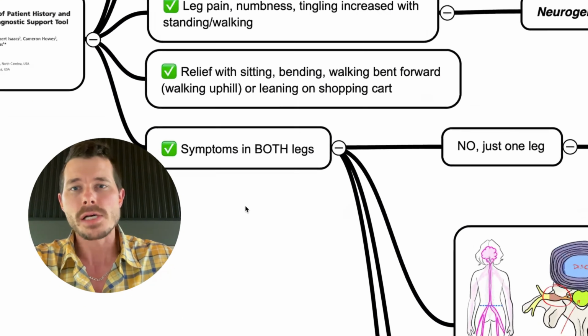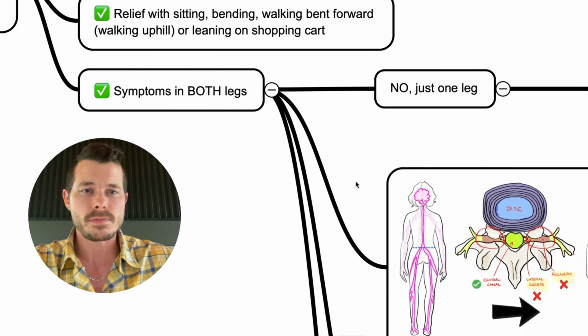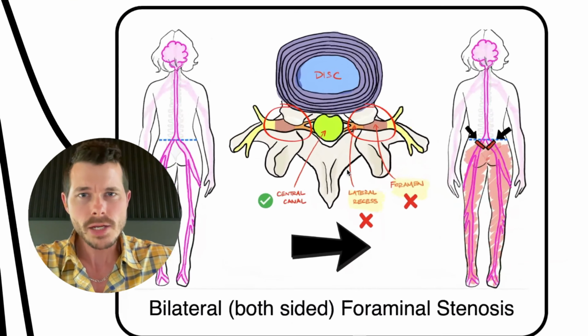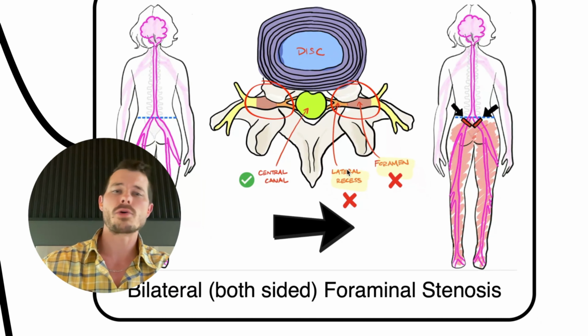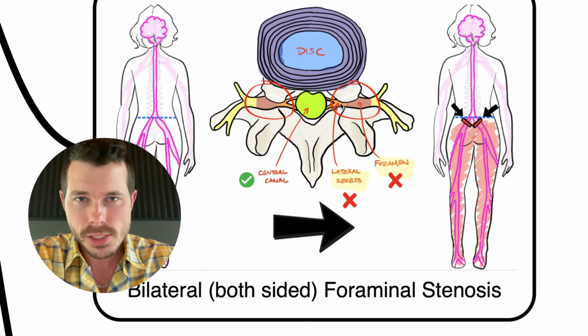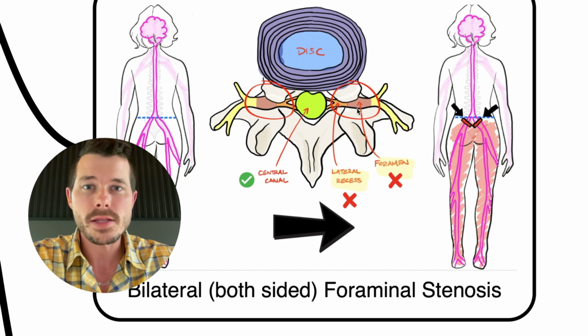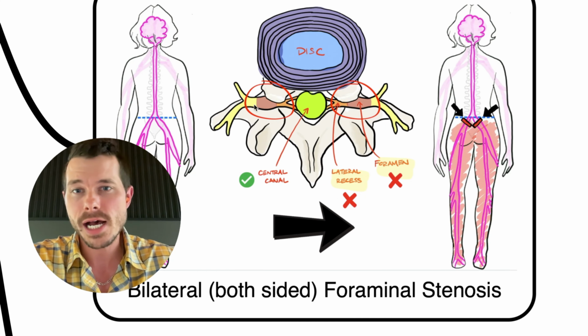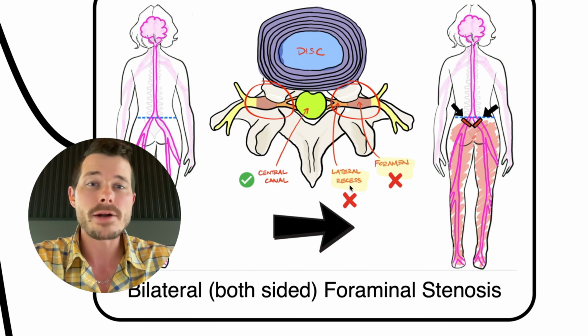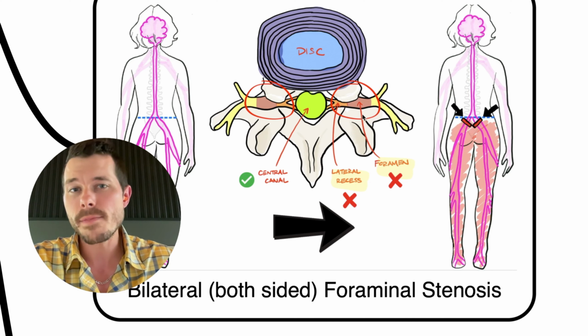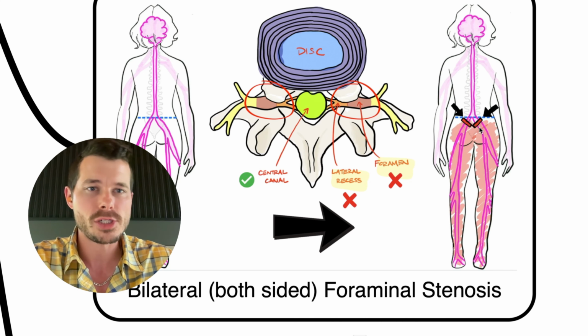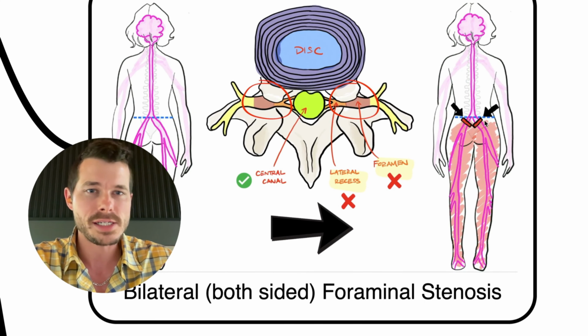Okay, now symptoms in both legs. There could be many causes. It could be due to what we call bilateral, both-sided, foraminal stenosis. So you have spaces in the spine where the nerves come out either side. And in this case, the central canal might be fine, where the spinal cord is, but the lateral recess or foramen, the holes where the nerves exit, might be pinched off, and that causes issues and symptoms down both sides.